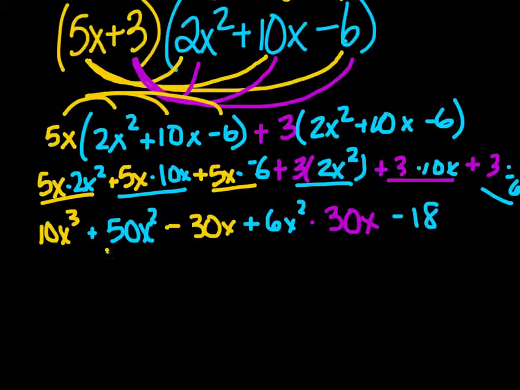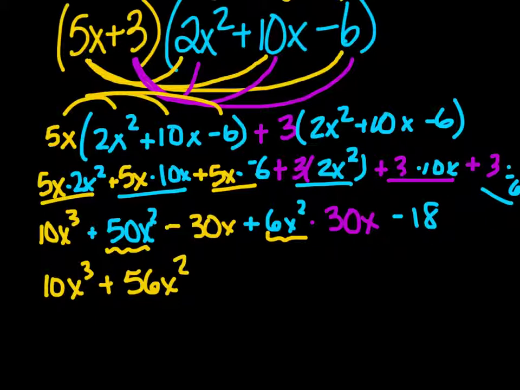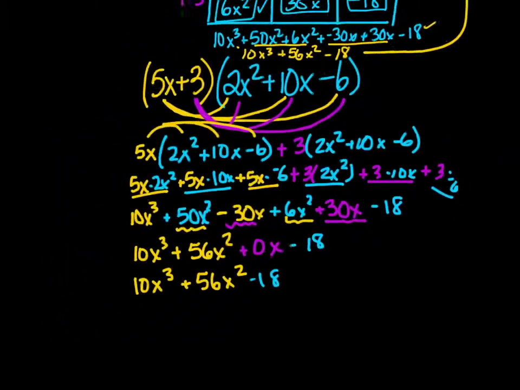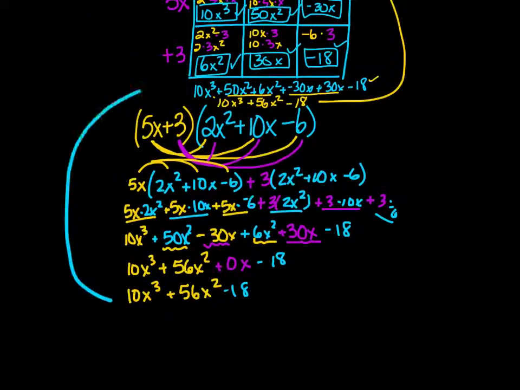So combine like terms. We have a like term here and a like term here. So we have 10x to the third, and we have two like terms of 50x squared plus 6x squared, which is 56x squared. Then negative 30x plus 30x equals 0x. And last but not least, we have negative 18. So this can all be rewritten without that 0 in there. We have 10x to the third plus 56x squared minus 18. So there's our final answer, and that should be the exact same final answer as before. So there's two different ways to do this.